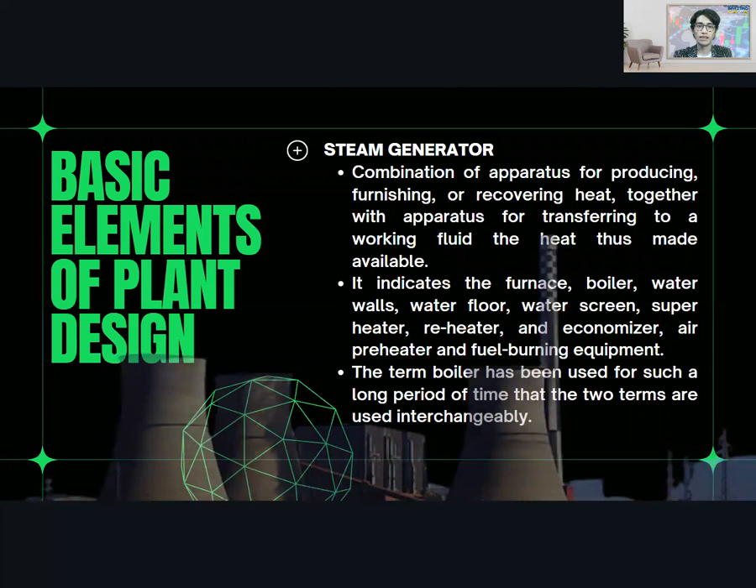What is a steam generator? These are the basic elements of plant design. The steam generator is a combination of apparatus for producing, furnishing, or recovering heat, together with apparatus for transferring to a working fluid the heat thus made available. It includes the furnace, the boiler, water walls, water floor, water screen, superheater, preheater, economizer, air preheater and fuel burning equipment. The term boiler has been used for such a long period of time that the two terms are used interchangeably.